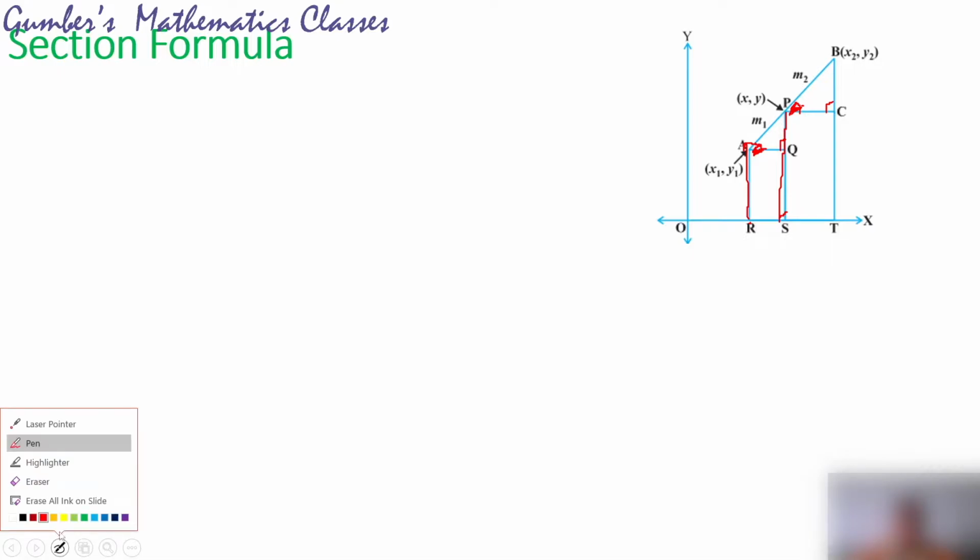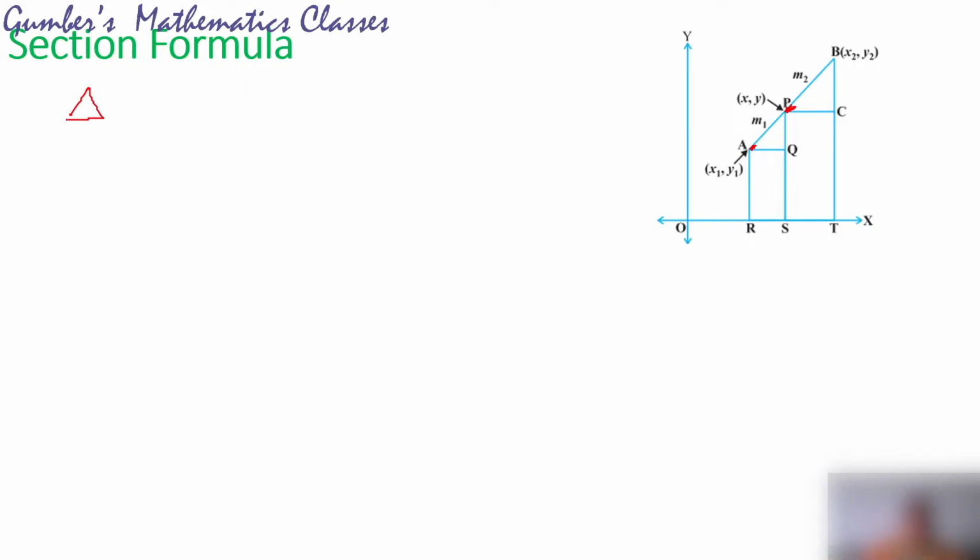As we have done, these two are 90-degree angles and this angle is equal to this angle. Why? Because the line segment AS is parallel to line segment PS, as per our construction, both are perpendicular to the x-axis. Therefore, these lines are parallel and these angles are corresponding angles. Therefore, these are equal. Now, with the help of the AA criterion of similarity of triangles, we can say that these are similar. Let's write the correspondence.